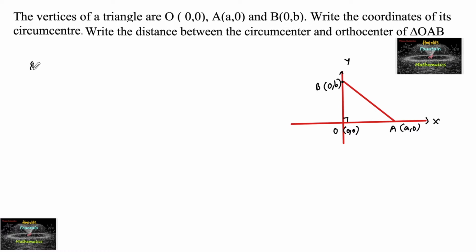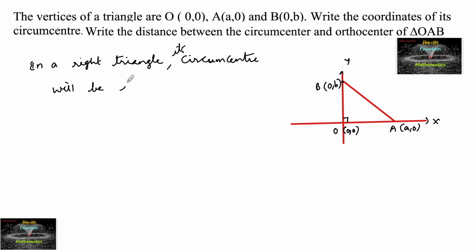Circumcenter. Since we know that in a right angle triangle, its circumcenter will be the midpoint of the hypotenuse. Its circumcenter is the midpoint of the hypotenuse of a right triangle. So here hypotenuse is AB, so the midpoint of AB is the circumcenter.